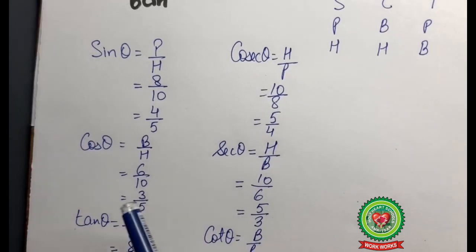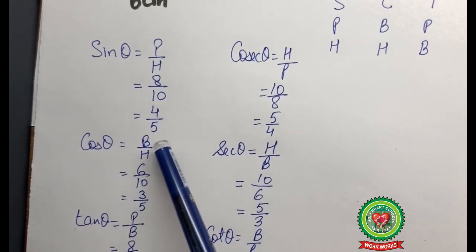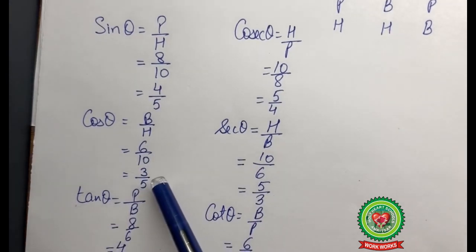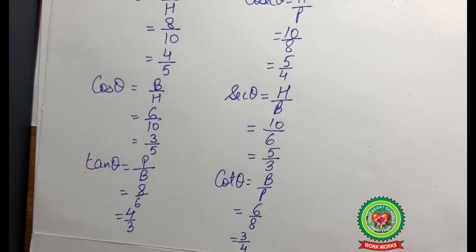Now the second T ratio is cosine theta, which is equal to B upon H. On substituting the values and doing the cuttings, we get the answer as 3 upon 5. The third T ratio is tan theta or the tangent theta, which is equal to P upon B. On substituting the values and doing the cutting, we get the answer as 4 upon 3.